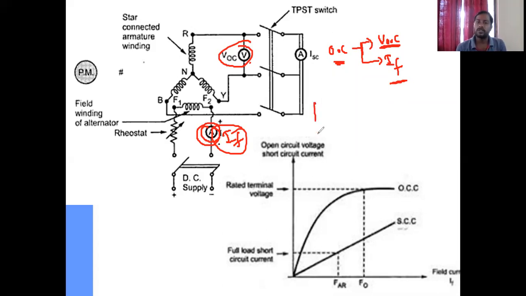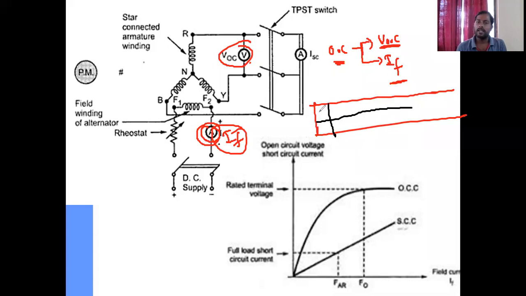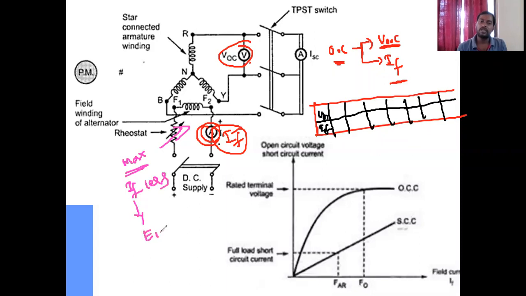By using the OC test, let us make a table. In one row we have the phase voltage E phase, and in the other the field current. Now we need to keep this resistance at the maximum position. If it is at the maximum position, the field current is less, and if the field current is less, the induced EMF is less. So at the starting, the EMF is very small. Let us take 20 volts and a field current of 0.2 amps.